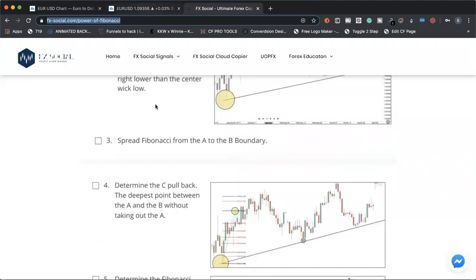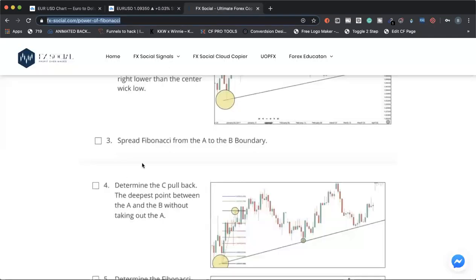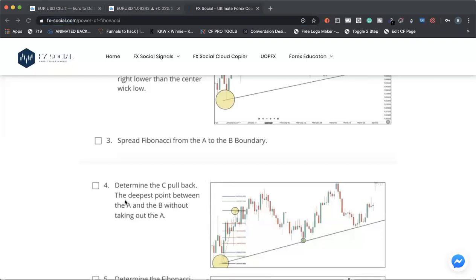So look, we're gonna call this point A, and we're gonna call this point B. And now we're looking for C. What is C? C determines the pullback. It's the deepest point between A and B without it taking out A. So what does that mean? Like, if you look at this diagram, this was A, this was B. So we have to find a pullback between A and B. That means that it can't be higher than B, and it can't be lower than A. It has to be in between.